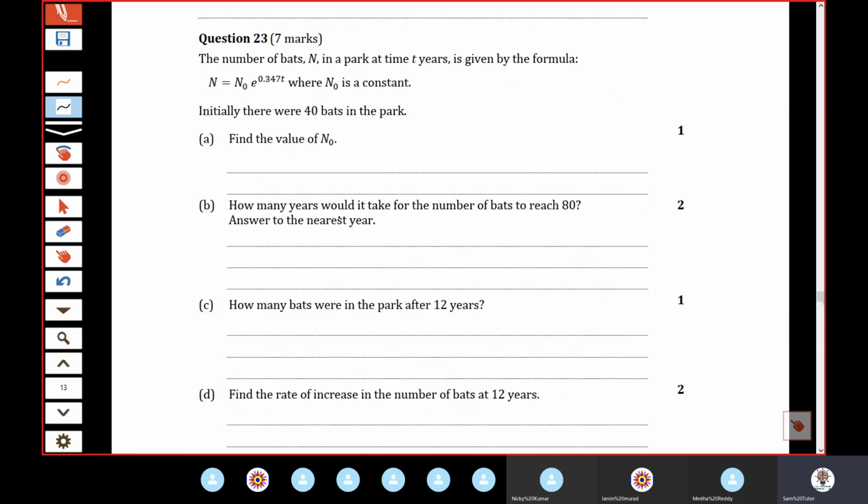The number of bats is given by this formula. N equals N naught e to the 0.347 t. Initially, that means time equals 0. There were 40 bats, so N equals 40. When time is 0, N equals 40. Find the value of N naught. All right, very easy. N equals 40. N naught's missing. e to the power of 0, which is 1.